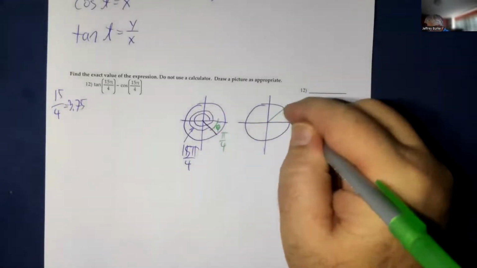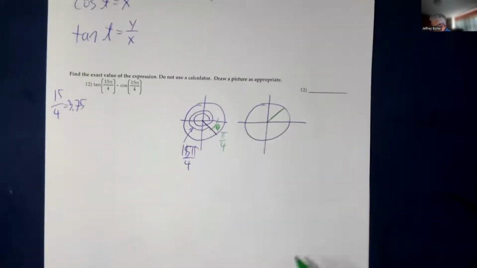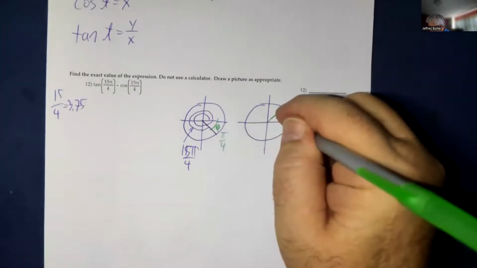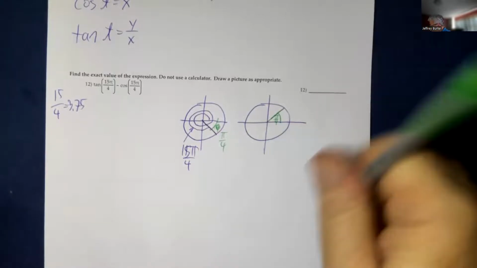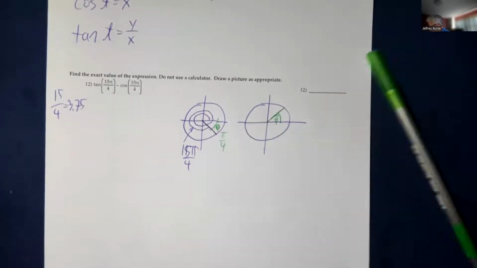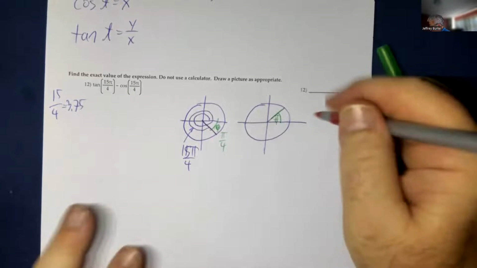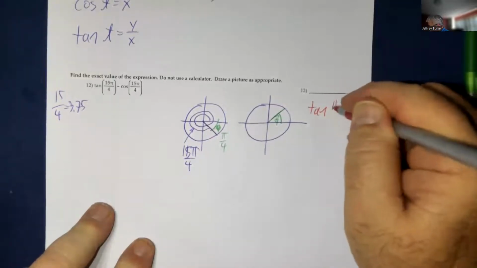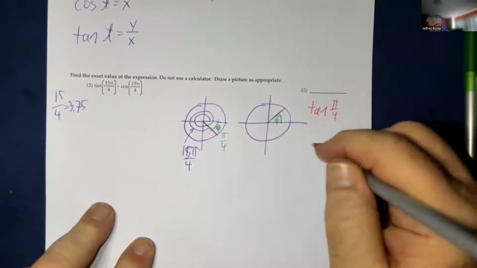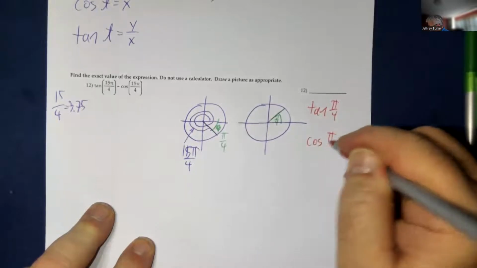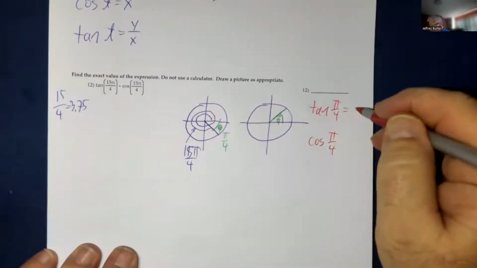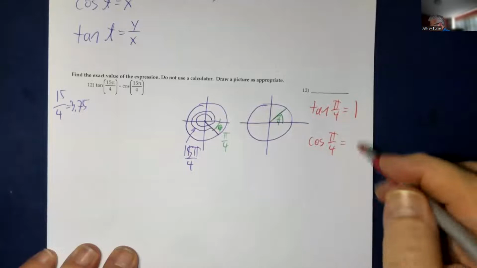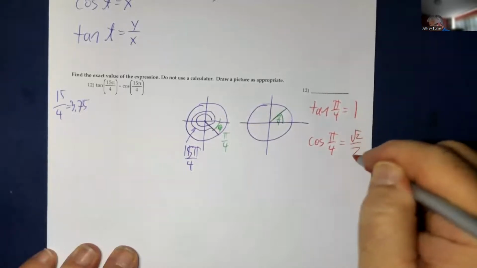So looking at my reference angle, if I have this as pi over 4, I want to know what the tangent of pi over 4 is, and then what the cosine of pi over 4 is. And hopefully everyone knows that the tangent of pi over 4 is equal to 1, and the cosine of pi over 4 is equal to radical 2 over 2.